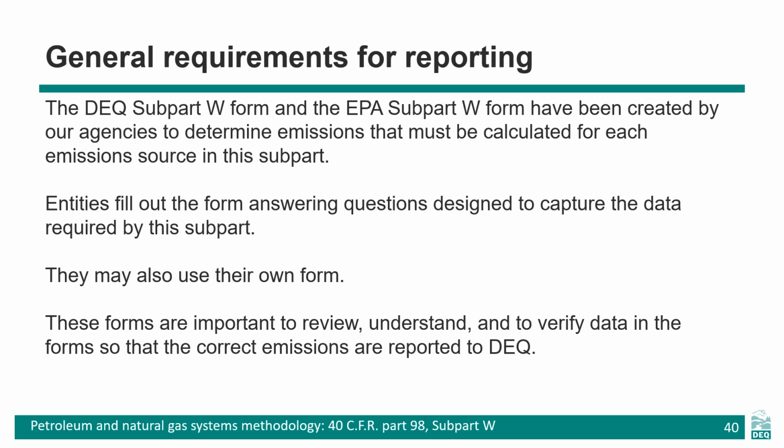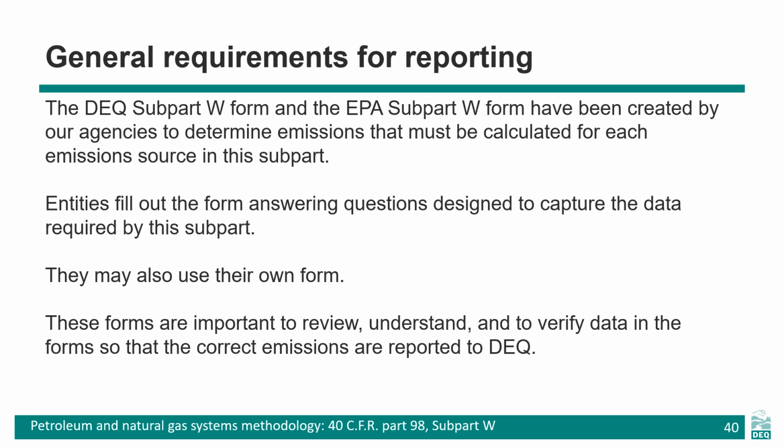The DEQ Subpart W form and the EPA Subpart W form have both been created to determine the emissions that must be calculated for each emission source. Entities fill out the form answering questions designed to capture the data required by this subpart. This is because the rule is complicated, there are different configurations used by different entities, and each can require different pollutant types to be measured and different equations to be used to calculate those emissions.